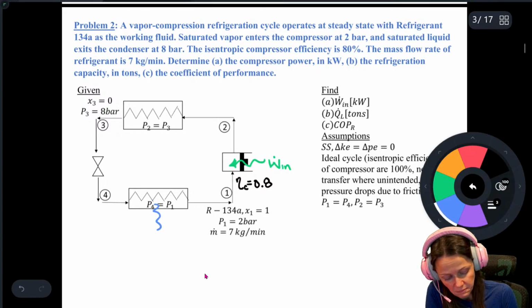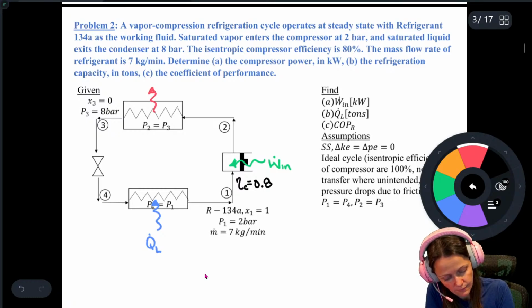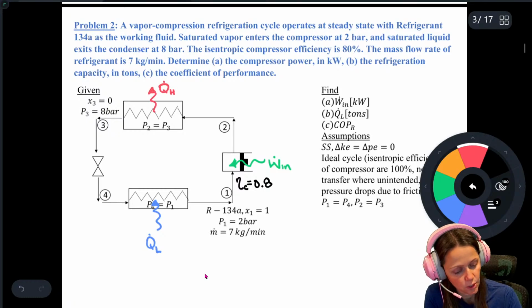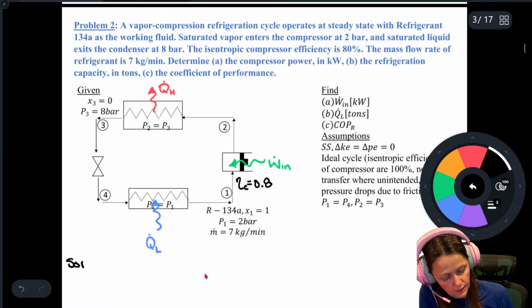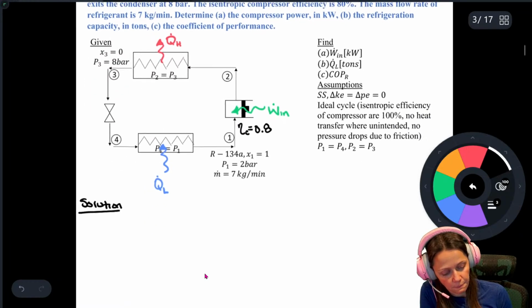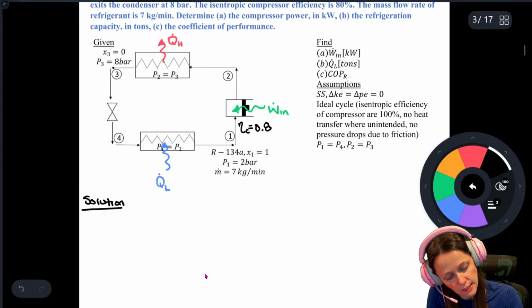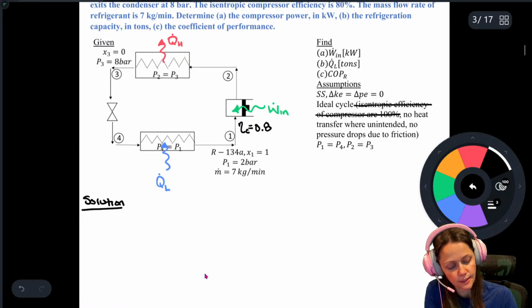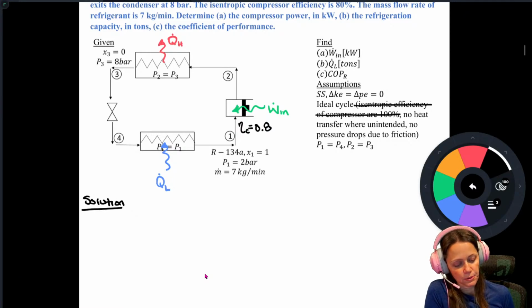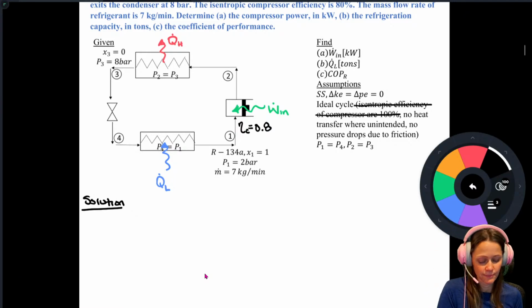But that, everything's good. So this one is super easy, so we're gonna go over it really quick. The only thing that I'm seeing in my assumptions is a copy paste mistake on my part, because the isentropic compressor doesn't have an efficiency of 100%, but everything else is fine.